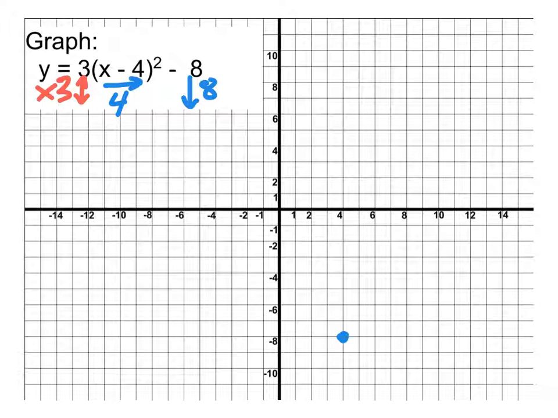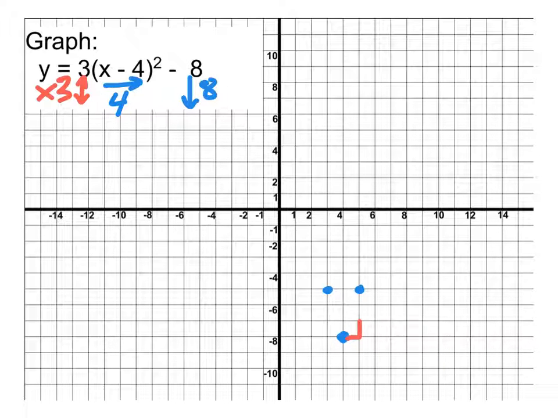Now normally from there, I'd go over 1 and up 1. But I'm not going to in this case, because I have a vertical stretch by a factor of 3. So notice a vertical stretch doesn't change how far I go over. So I still go over 1, but instead of going up 1, I'm going to go up 3, because I'm multiplying however far I normally go up by 3. So I go over 1, up 3 from my vertex. And I know it's going to do the same thing on both sides, so I'm going to go ahead and put the other side in there.